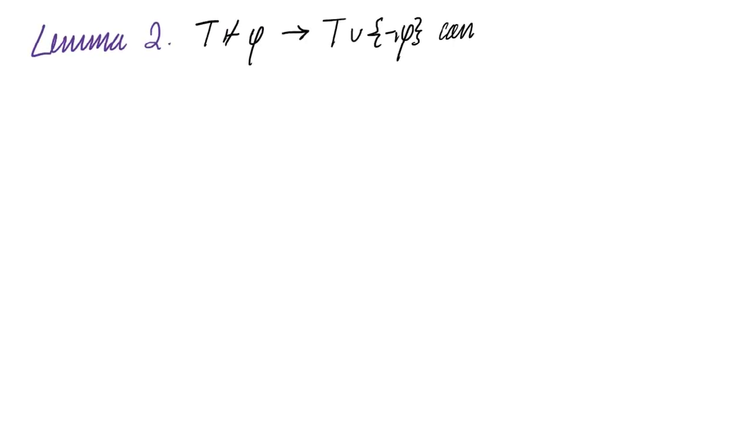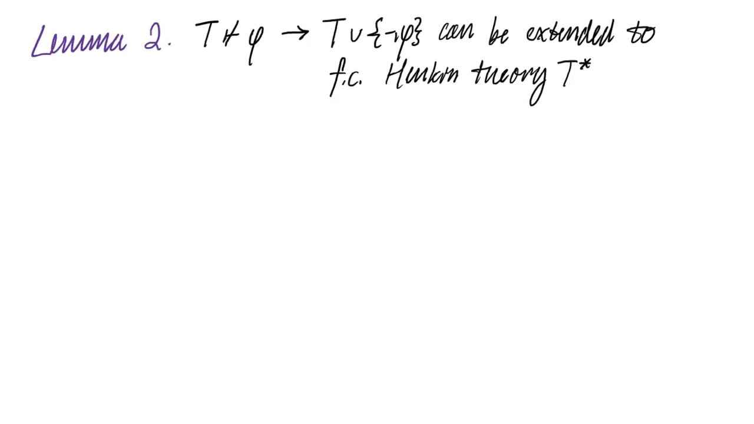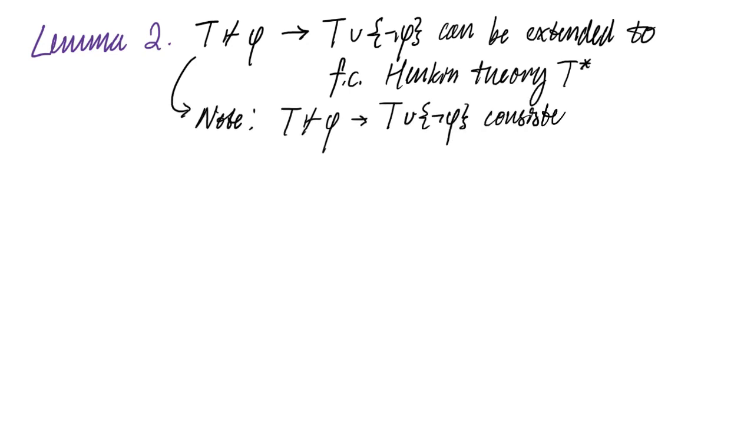Our second lemma states that if phi has no proof in T, then T union not phi can be extended to a finitely complete Henkin theory T star. Note that if phi has no proof in T, then T union not phi is consistent. Recall that to construct a Henkin theory, we can take a consistent theory and add the necessary existential statements.